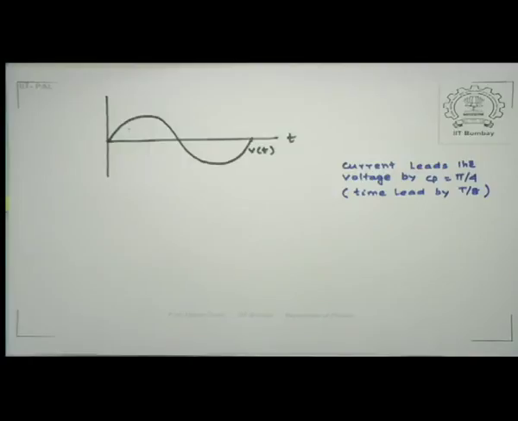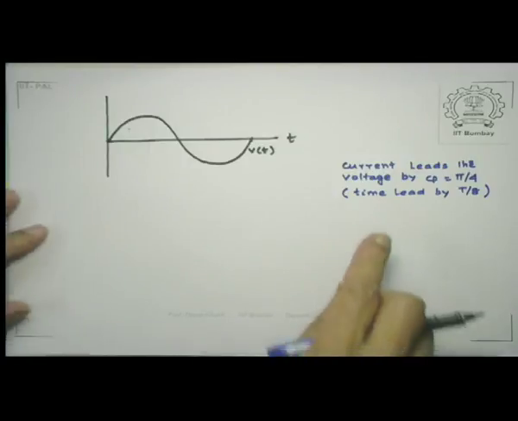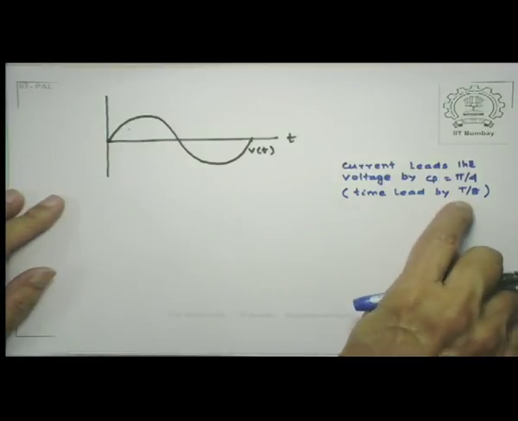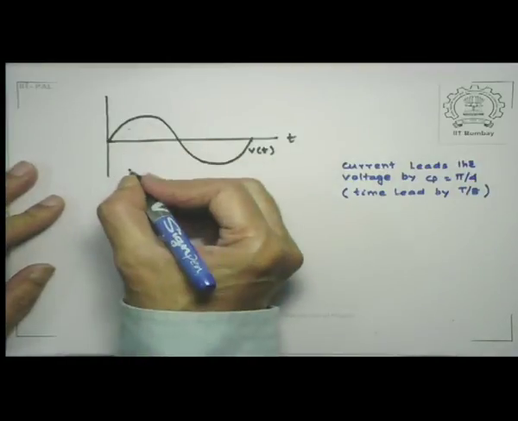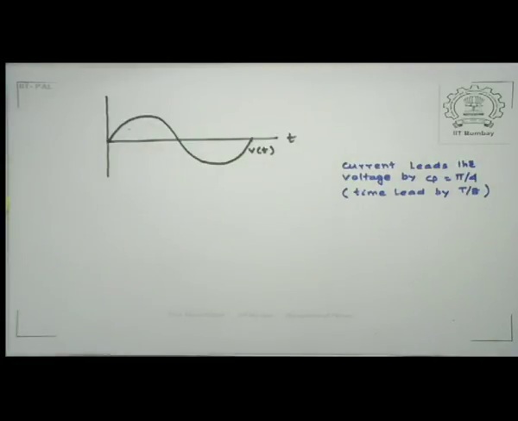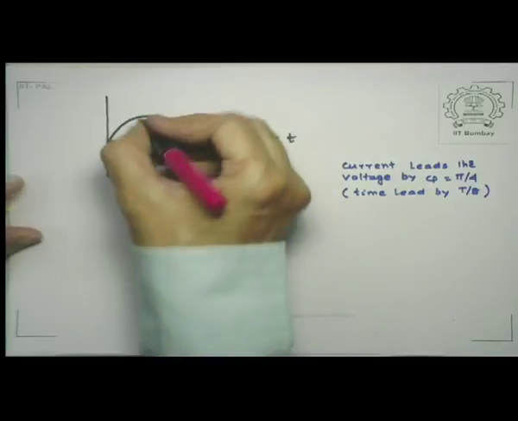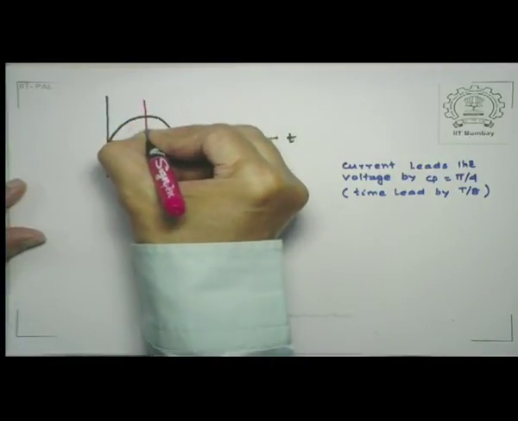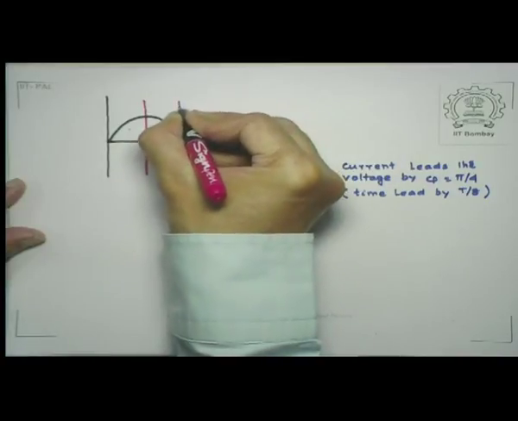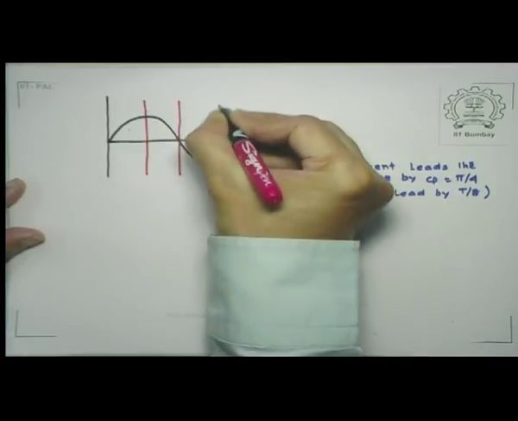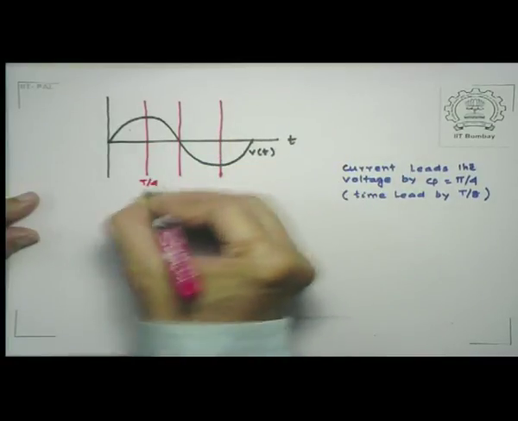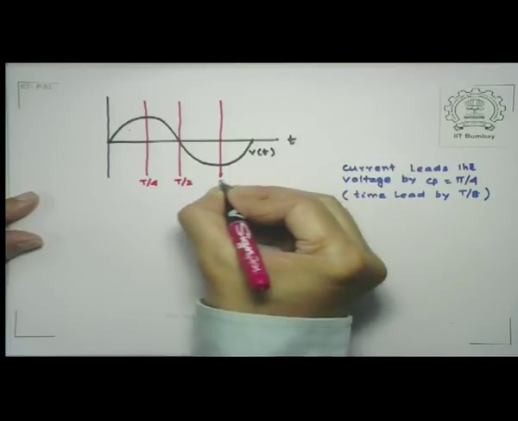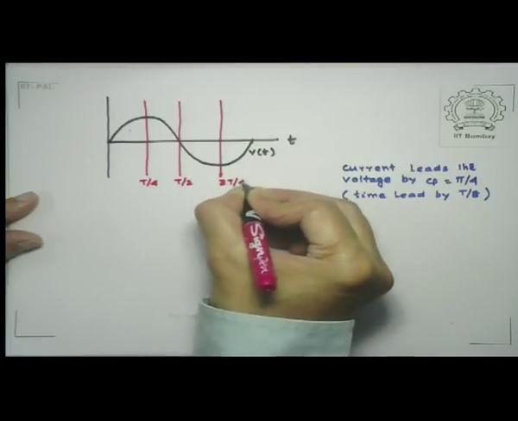Now let's look at how the current behaves. Remember, because the current leads the voltage, and not quite by pi/2 but by pi/4, let me first try to make the time scales here. So this is T/4, this is T/2, 3T/4, and of course the last one is T.